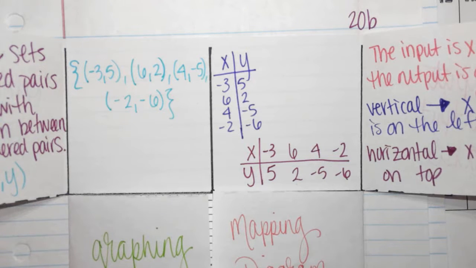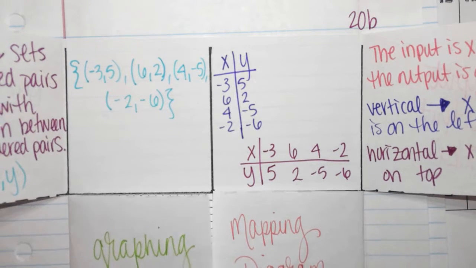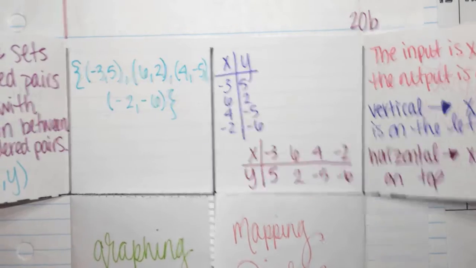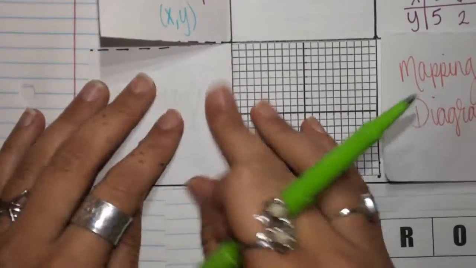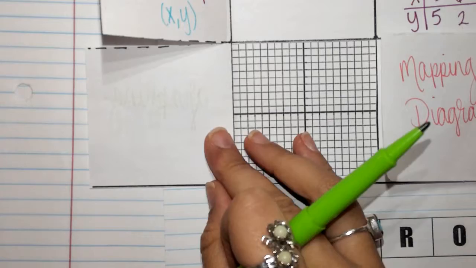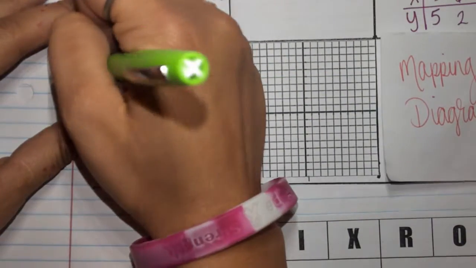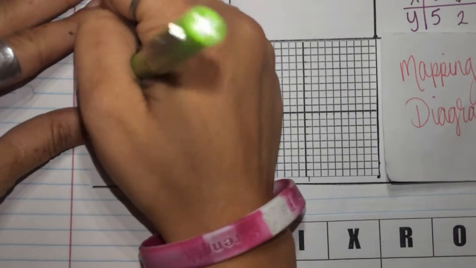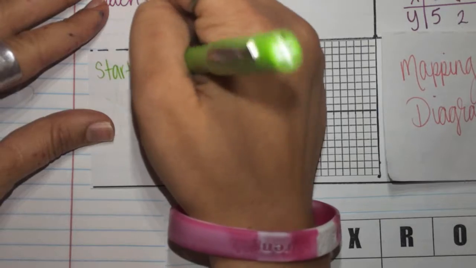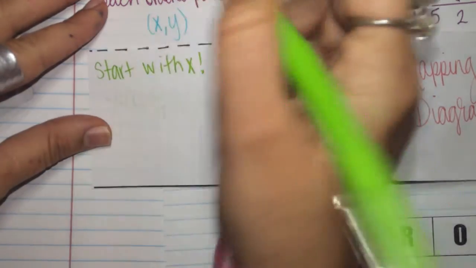Alright, when we graph, do we start with X or do we start with Y? And does X tell us to move left to right or up or down? Fantastic. Are you guys ready for the graphing part? And we plot X first, correct? Okay, so start with X.